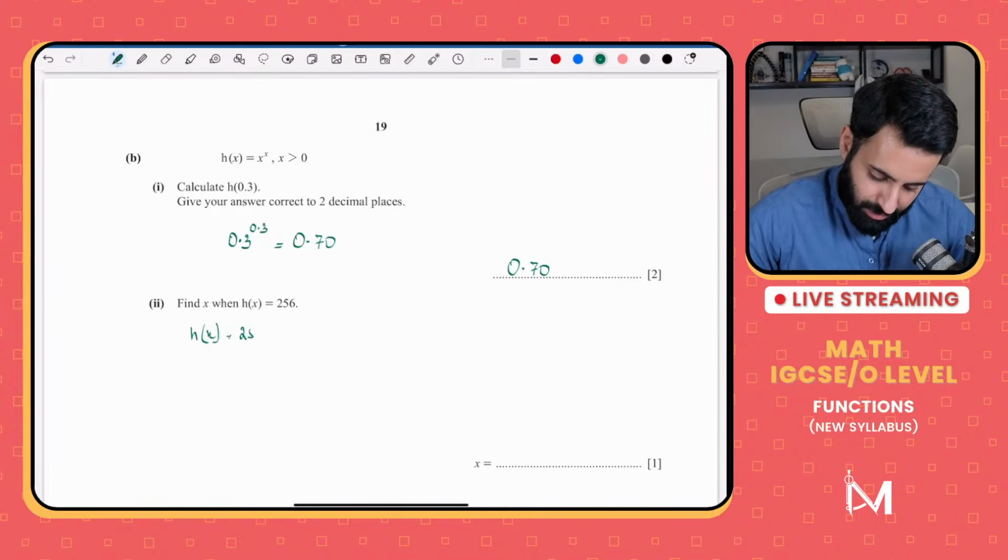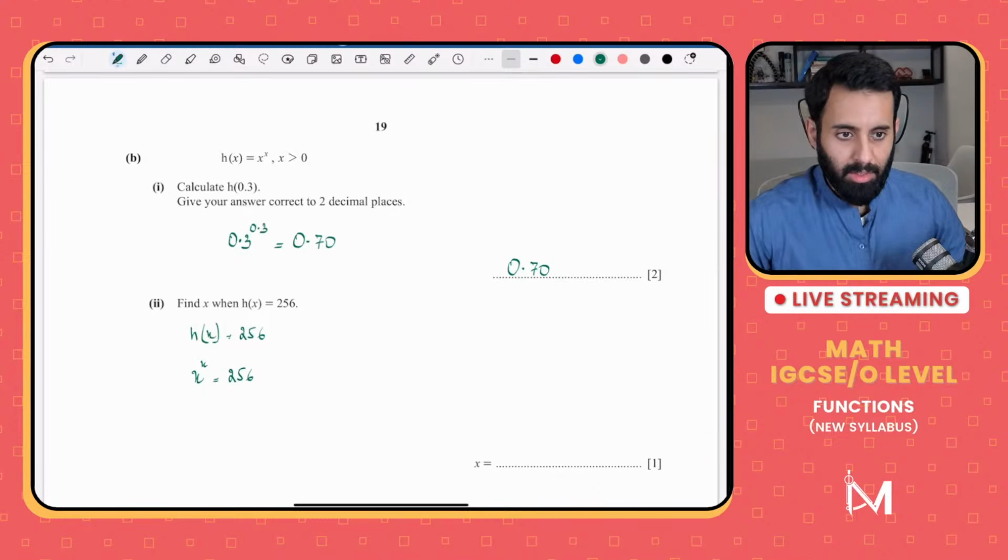H of x equals 256. All right, anyone who can solve this question? x raised to the power of x equals 256. And you cannot use logs or anything of that sort.